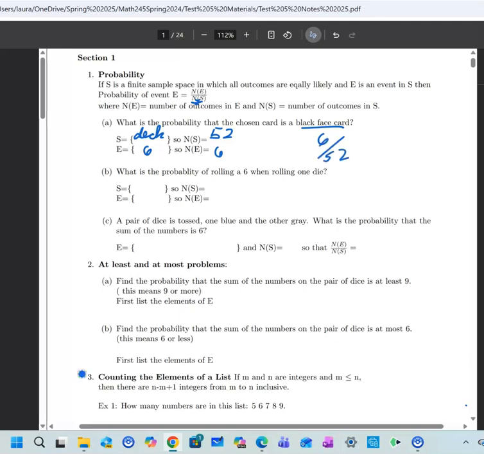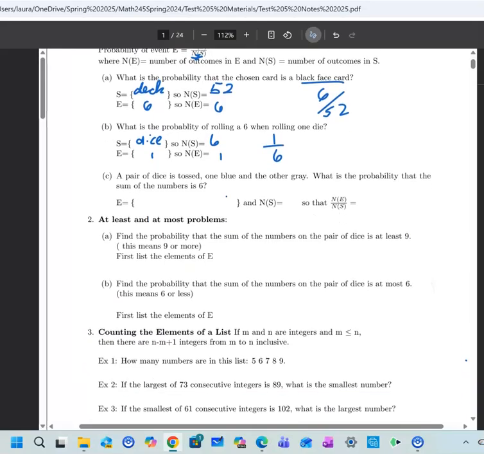What's the probability when rolling one die of getting a 6? Well, there's 6 sides. So let's put a die. Okay, so then you get 6 in the total possibilities, and there's 1 possibility of getting a 6. So that's 1 over 6.